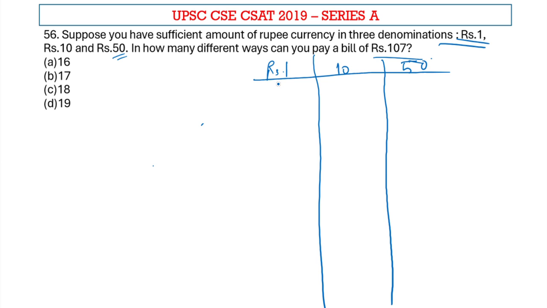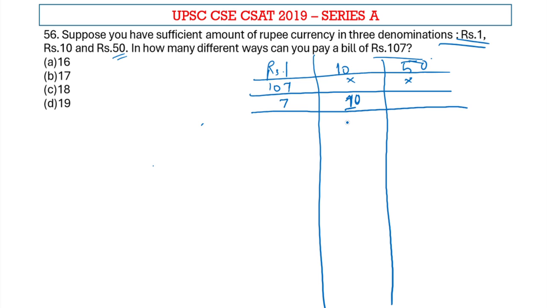So now let's start with rupee 1. If I'm using only rupees 1 and not using the other two, I can pay it in one way, that is, I can spend 107 in rupees 1 itself. The next way would be if I'm trying to use only 10 rupees and pay this off. I cannot do this because with 10 rupees I cannot pay 107. The highest I can go is 10 notes of 10 rupees, so that I'll get 100 here, and the remaining will be 7 rupees, so I'm paying it by 1 rupees.